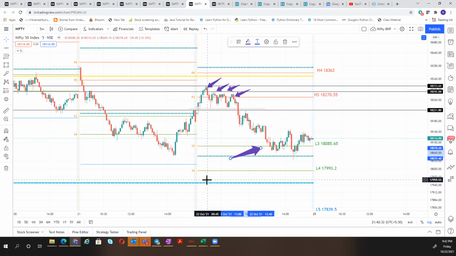Now, when you watch the context, price is coming from the top above R3. It breaks S3, it breaks S4. Can you think that the market has enough energy to take the price another 100, 200 points down? Use common sense. Maybe, maybe not. Nobody can predict the market.